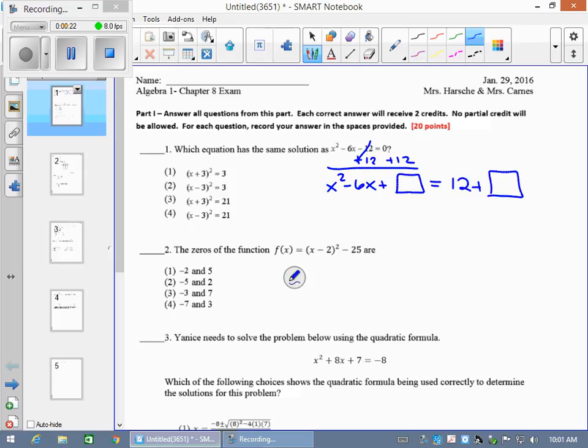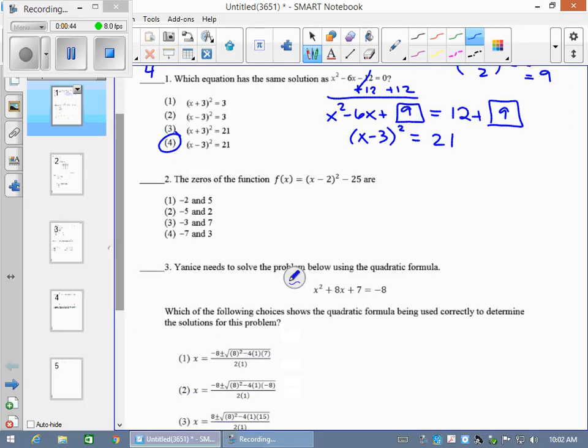By adding the boxes, I'm going to take negative 6 divided by 2, square it. I get negative 3 squared, which gives me positive 9. I'm going to add 9 to both sides. When I factor the left side, it becomes x minus 3 times x minus 3, which is x minus 3 squared, and it's equal to 21. So that is choice 4.